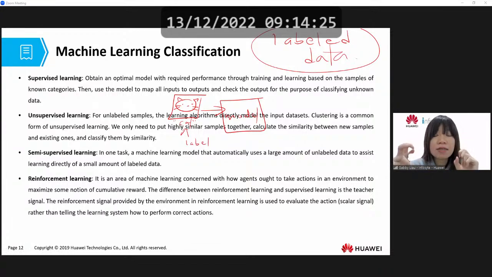Okay, so the label is like the standard answer, the correct answer that we wish the model is able to predict. So before the model can learn anything, we will tell this model in advance, okay, what you see here is a cat. All right.